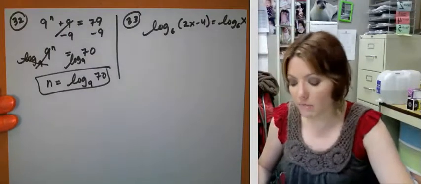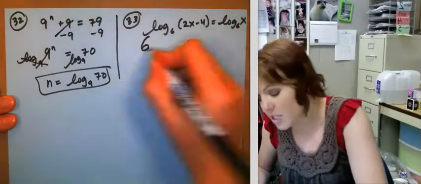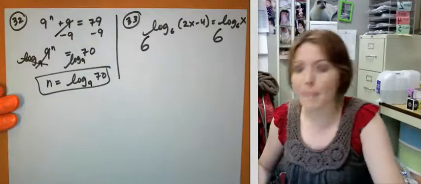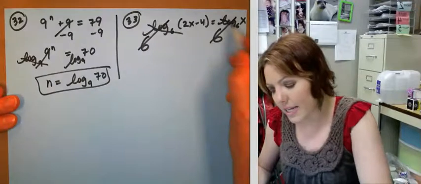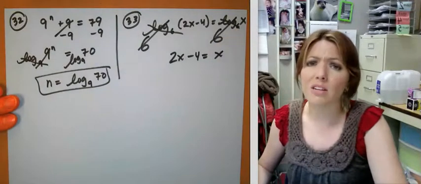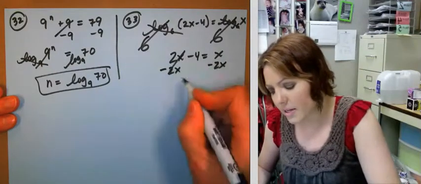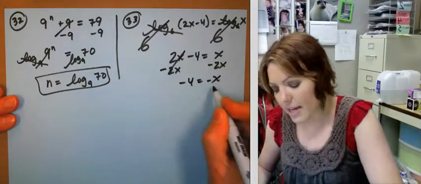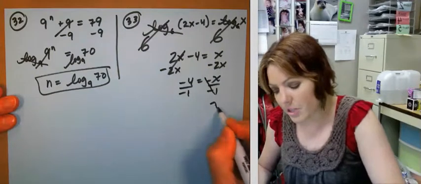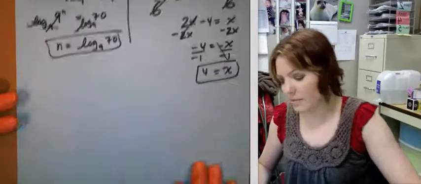Okay, so here we go. Log base 6 of 2x minus 4. You can read the problem on your own. We have a base of 6 on both sides, so again, both sides get a base of 6. Those cancel out, and we're left with 2x minus 4 equals x. Basic algebra problem. If we subtract 2x from both sides, negative 4 equals negative x, and then divide by negative 1, so x equals 4. Super easy.